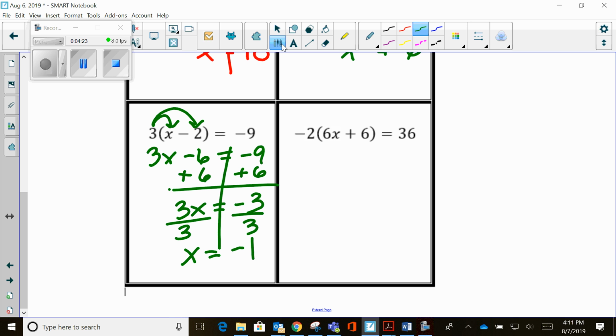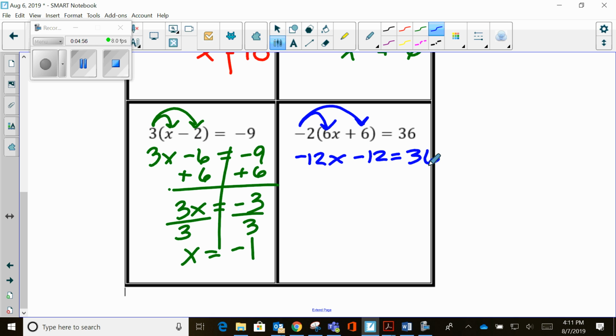And our final example for today, number 4, negative 2 times 6x plus 6 equals 36. So negative 2 times 6x is a negative 12x. Negative 2 times positive 6 is a negative 12 equals 36.